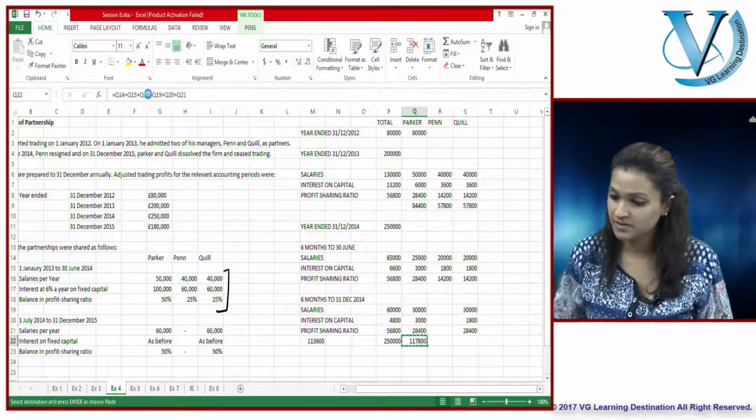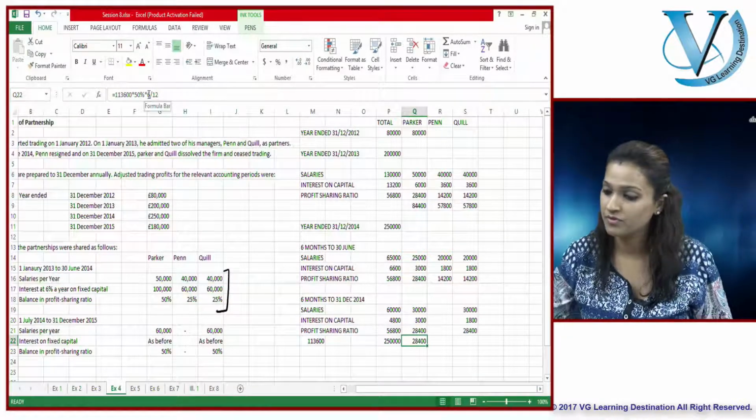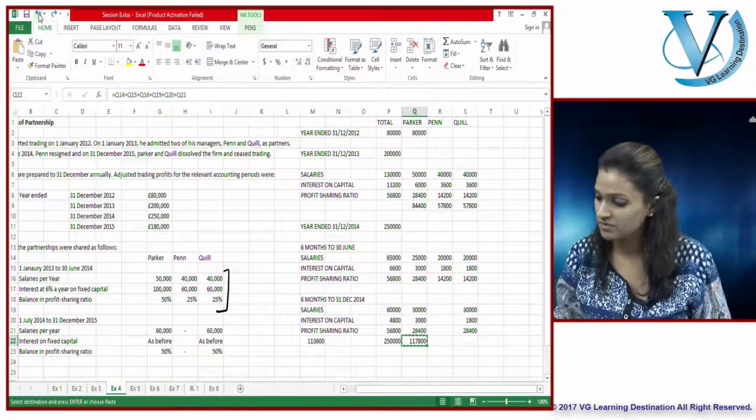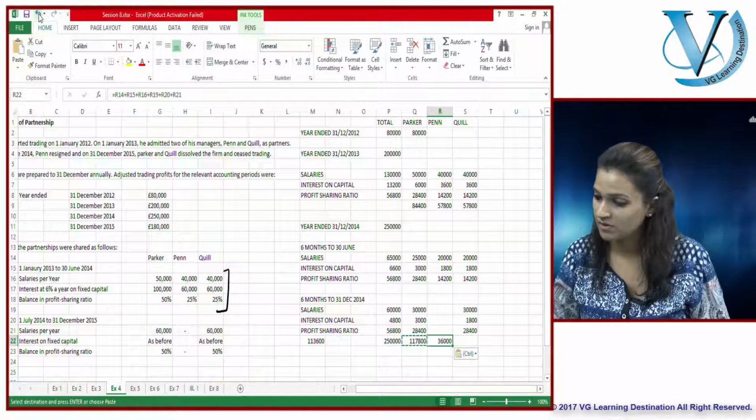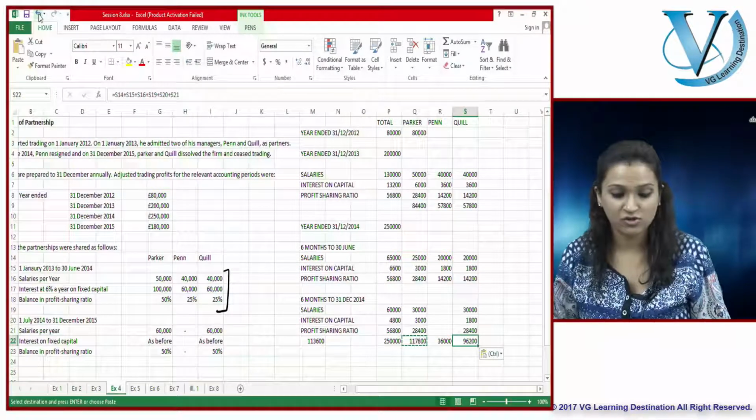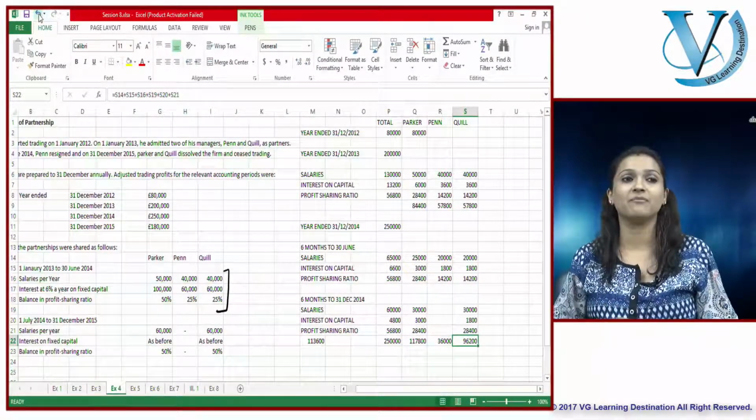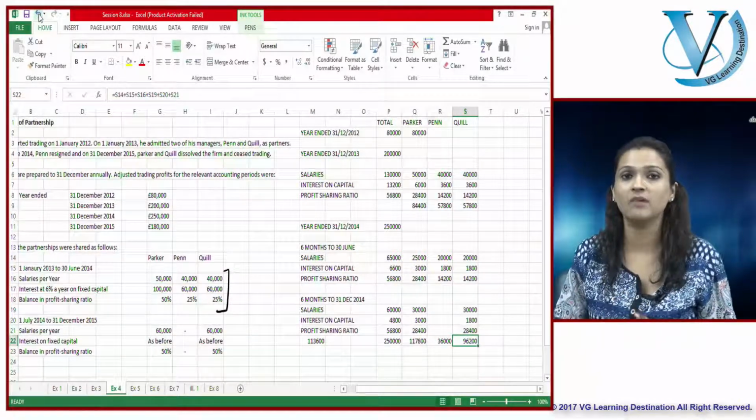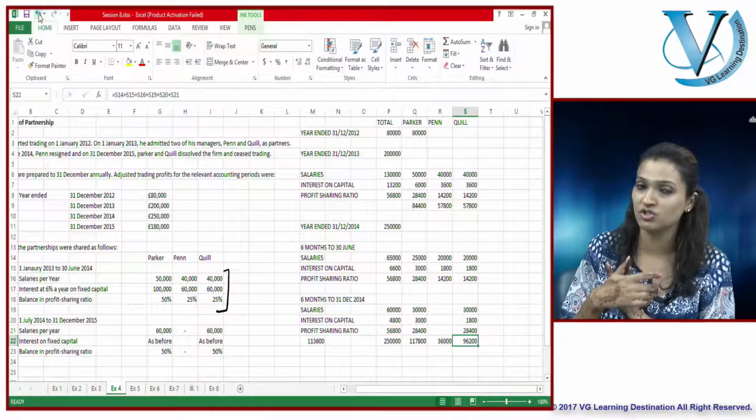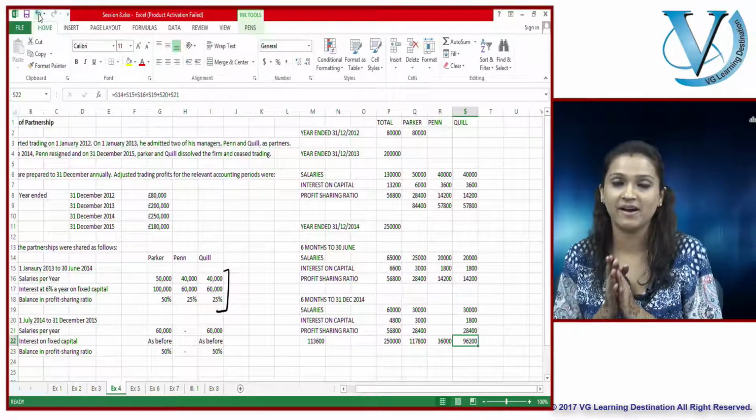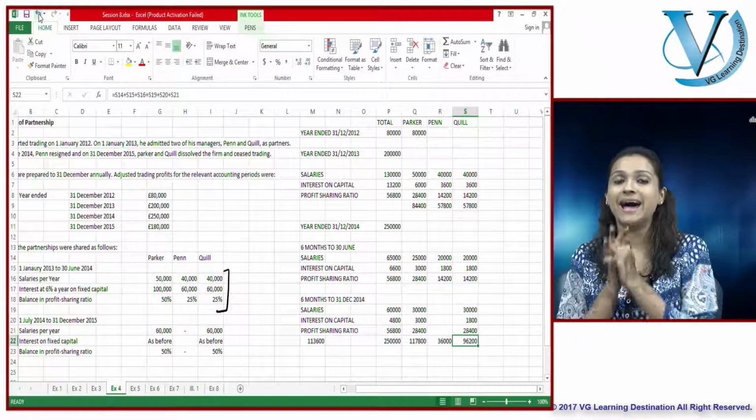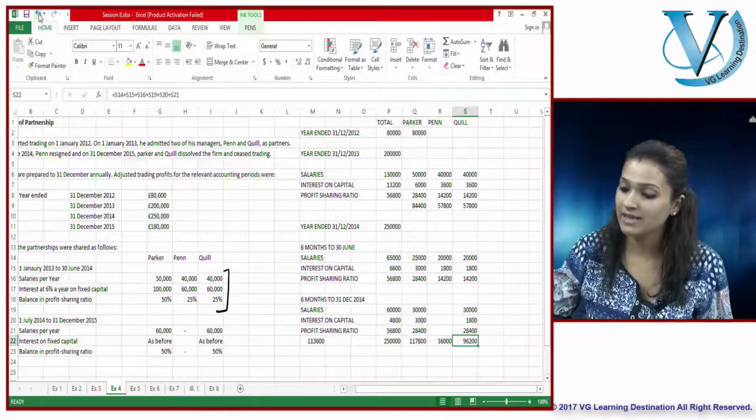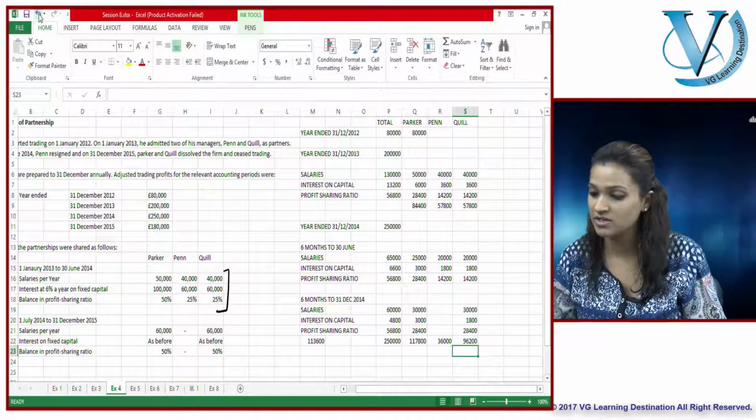Oops. What did I do? Right. So for all the three partners, I have been able to bifurcate the profits of £250,000. First, given away salary, given away interest on capital. The remaining gets divided in the profit sharing ratio as it remains for whatever time frame applicable. What next? Let's get back to the question.